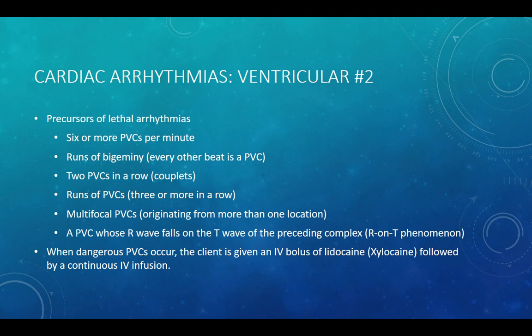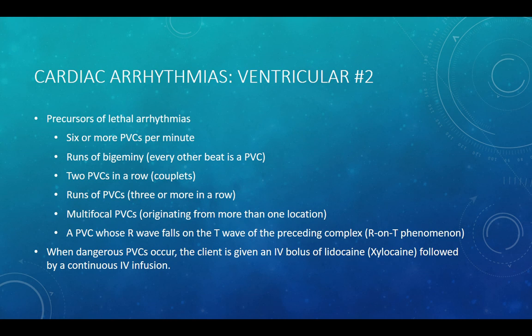Now, precursors to lethal arrhythmias: 6 or more PVCs per minute. If you're having more than 6 beats of PVCs in a minute's time, there's something wrong. Runs of bigeminy, that's where every other beat of your heart is a PVC. So you've lost a lot of output that way, because every other beat has nothing to pump into your blood because it's premature and it's not filled.